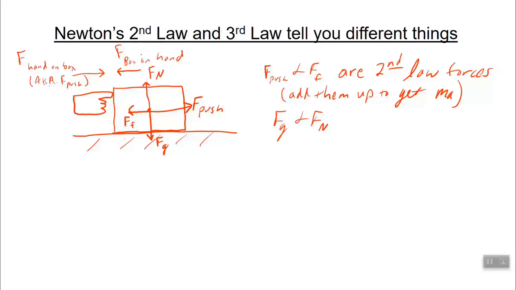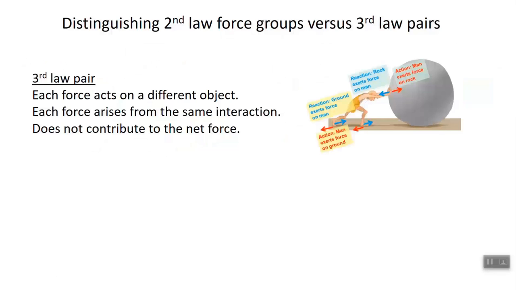They are an action-reaction pair. Notice they don't operate on the same object. One acts on the box, the other acts on the hand. So there's a difference between forces that are related to each other through the second law and forces that are related to each other through the third law. The second and third laws tell you different things. The third law puts forces in pairs and talks about an interaction between two objects.